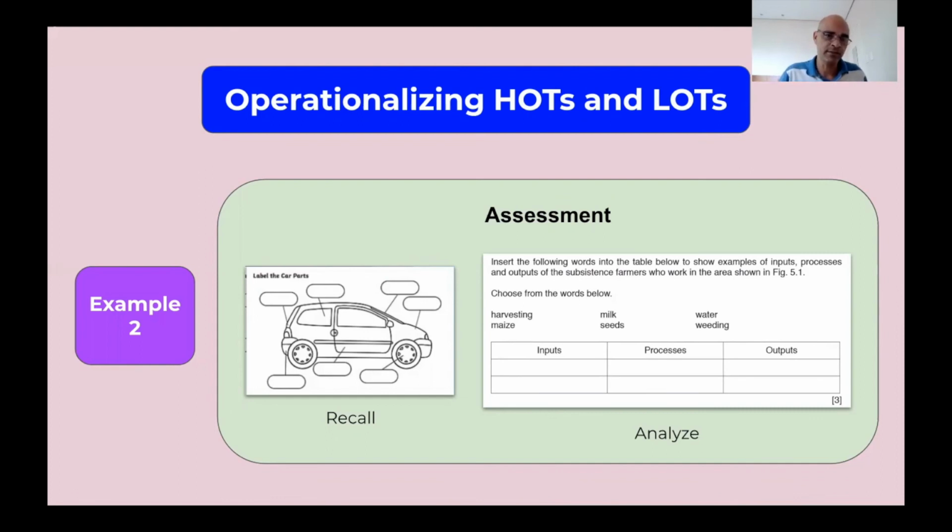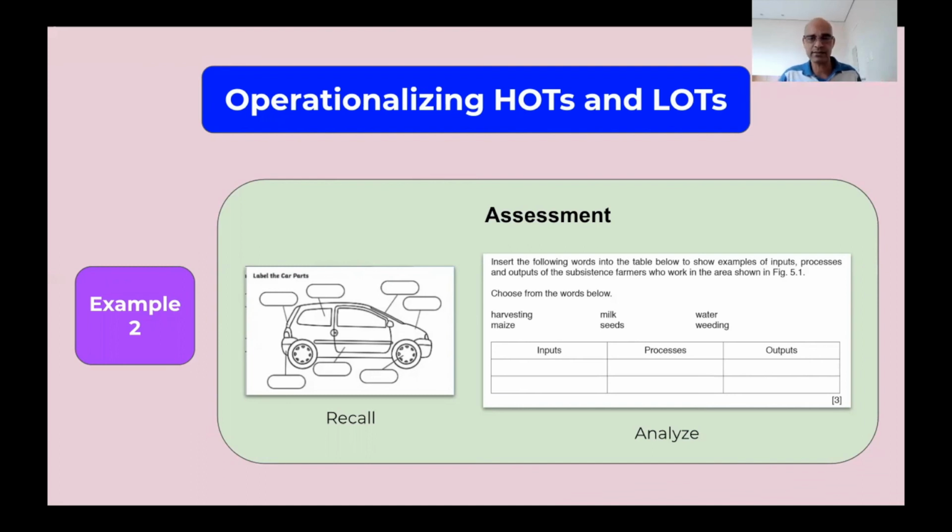So the first exercise, where you see the car and the students are required to label the car parts, that's a recall type of information. So I know my students cannot produce too much language, so I'm going to lower the language demands. And in this case, the cognitive demands are low, because they're just recalling information.